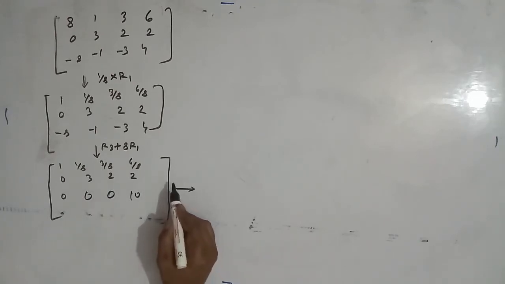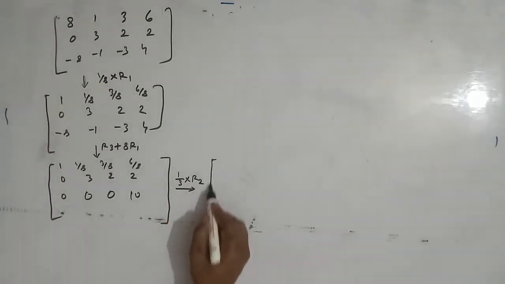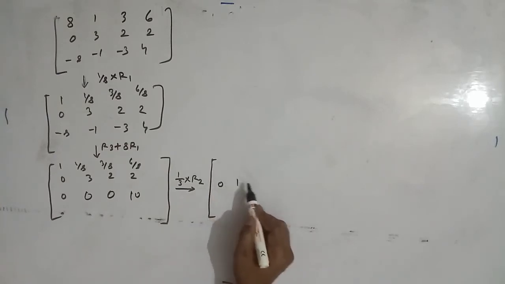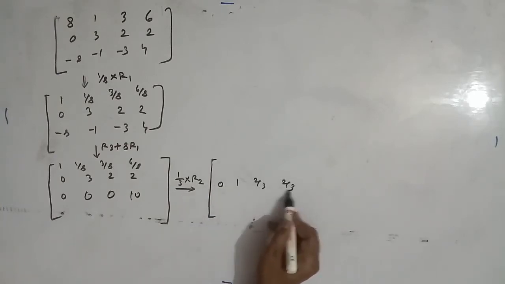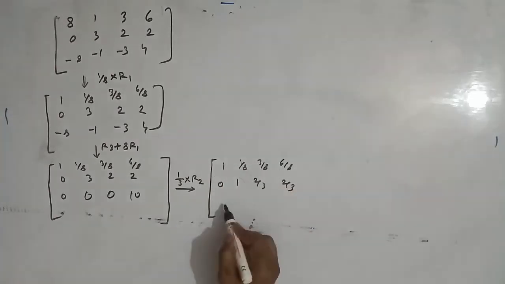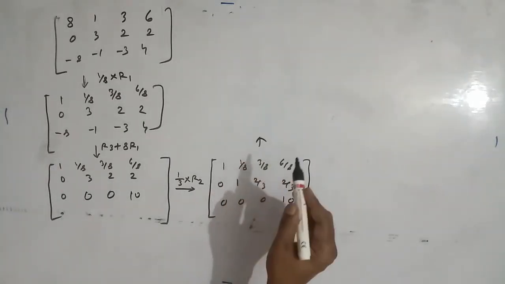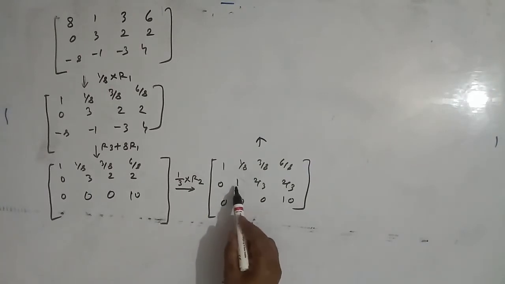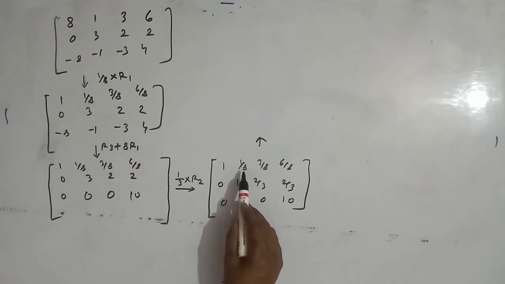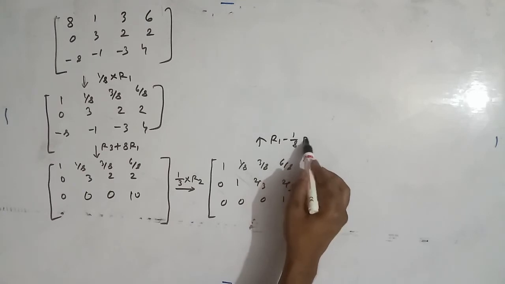So we are multiplying row 2 by 1 by 3. So it will be 0, 1, 2 by 3, 2 by 3, 1, 1 by 8, 3 by 8, 6 by 8, 0, 0, 0, 10. Now this leading element is contained in the second column. So this is 0. So this must be 0. For that we are operating R1 minus 1 by 8 R2.